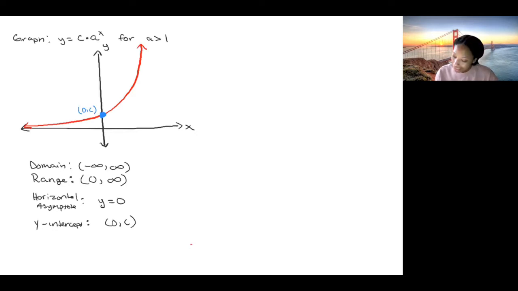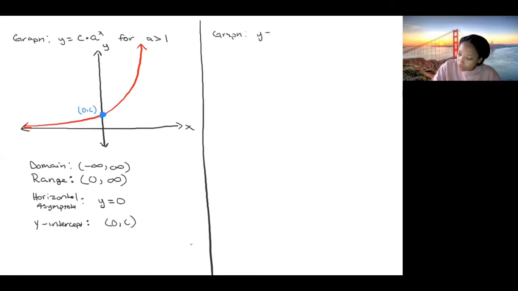All right. What if instead of a being greater than 1, we had something smaller than 1, but greater than 0. So next we're going to graph the same function, y equals c times a to the x, but this time for a values between 0 and 1. So if you have a base that's like 1/2 or 1/3 or 3/4, a fractional base, or 0.87, a decimal that's smaller than 1, in this case, you end up with a decreasing function.